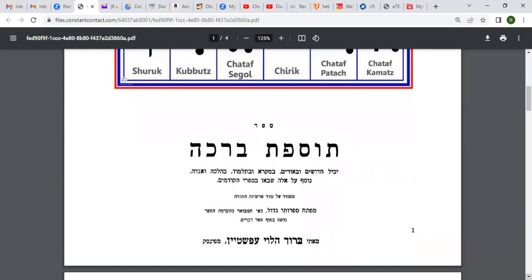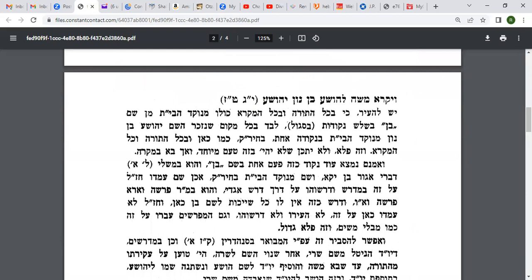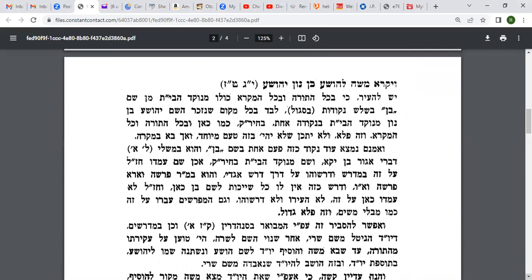So I'm scrolling down again to the bottom of page 1. That's just from the title page of Tosefes Bracha. You see it's the same author as the Torah Temima, Rav Baruch Halevi Epstein. Now we're going to page 2. We'll see what he does. This is really, really different. So get ready. So here we go. So he says, Vayikra Moshe l'Hoshea bin Nun Yehoshua. Yesh l'hayir, it's worth spending time on and pointing something out.